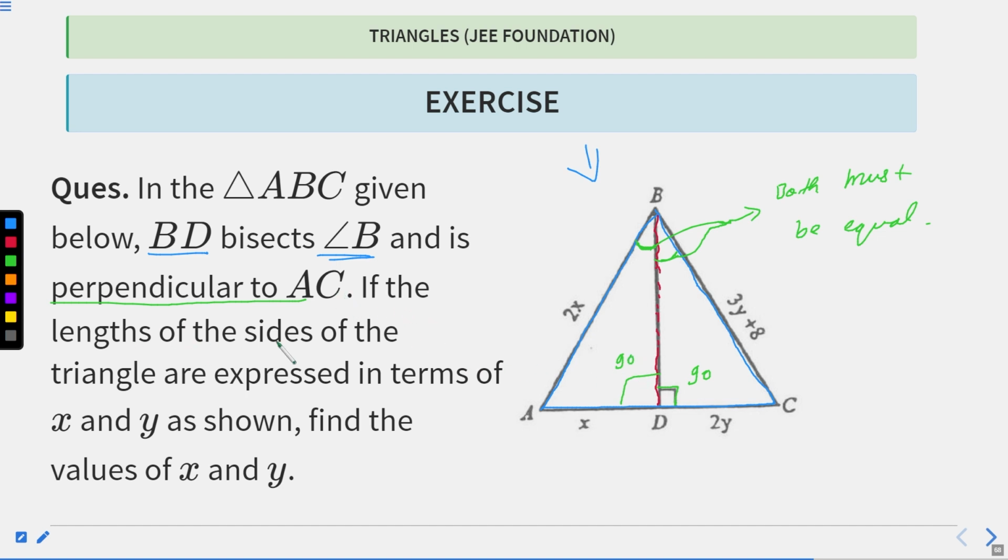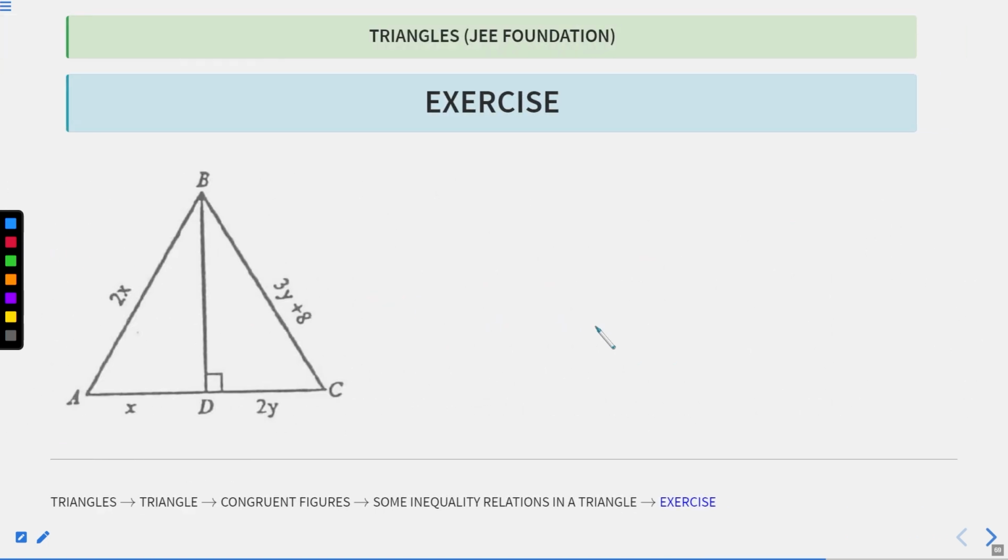If the lengths of the sides of the triangle are expressed in terms of x and y as shown in the figure, we have to find the value of x. We just need to find the value for x. I hope this is all clear. So how are we going to do that? Let me move to the next.